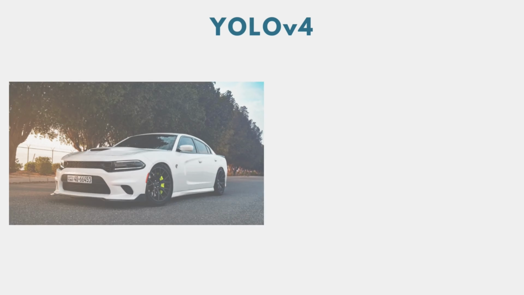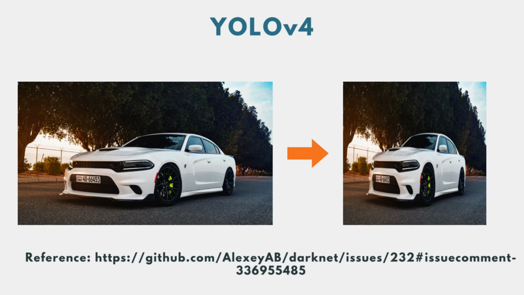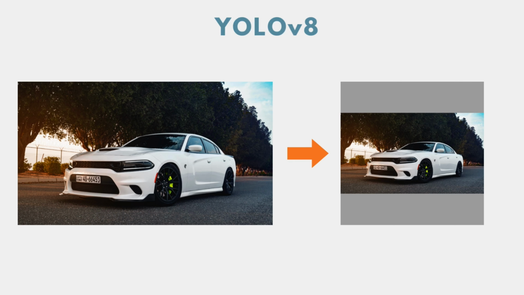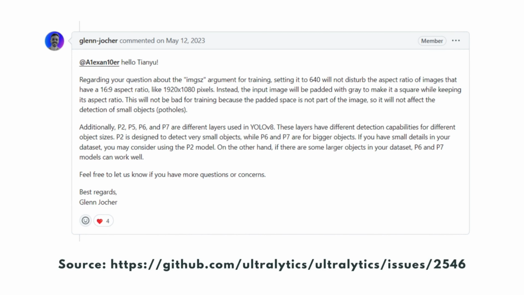In YOLOv4, the image will be resized exactly to 640 by 640, which will change the aspect ratio of the images. In YOLOv8, the image will be resized to 640 by 640 with the aspect ratio maintained by adding gray padding, in accordance with what was conveyed by the author of YOLOv8, Glenn Jocher.